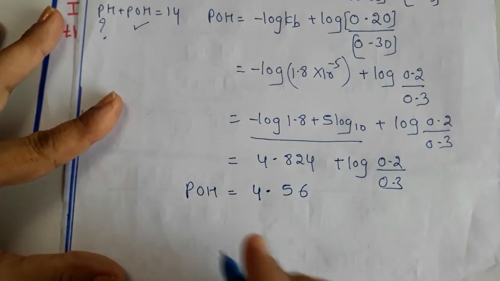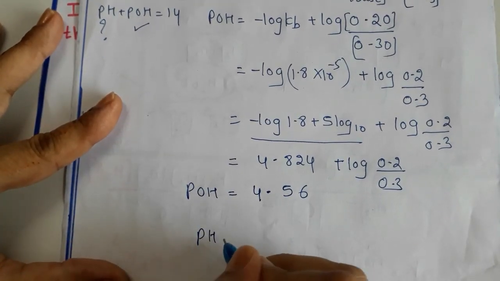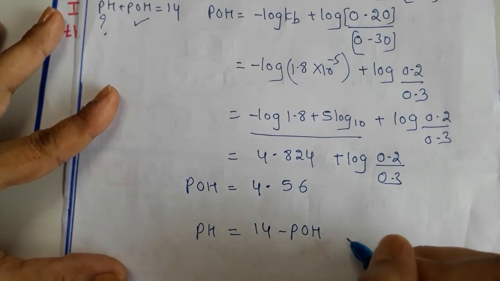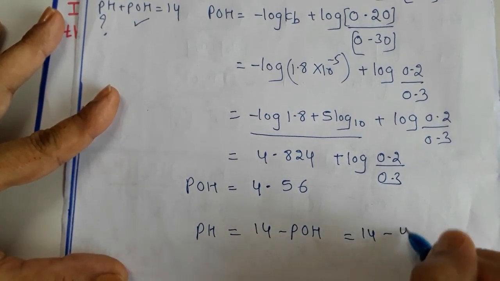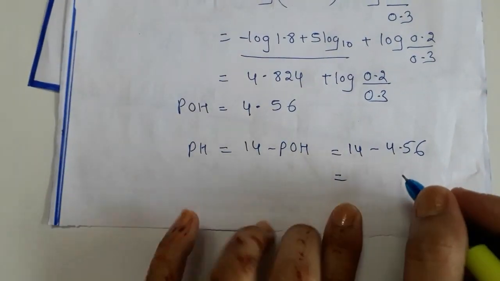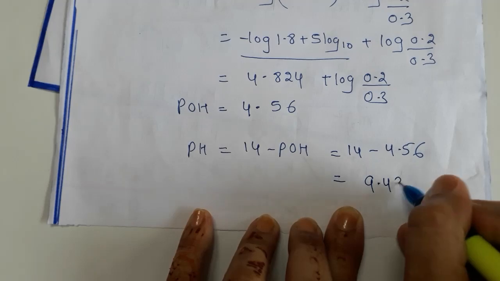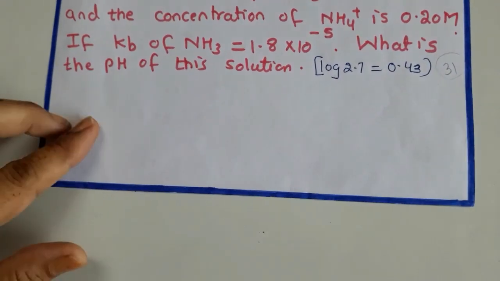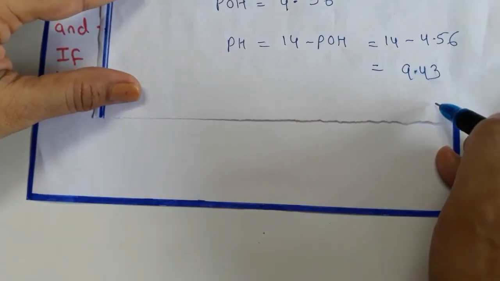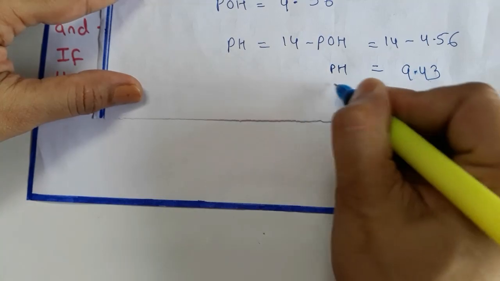So when you solve this, you will be getting pOH is equal to 4.56. Now we are having pH is equal to 14 minus pOH, that is 14 minus 4.56. So we will be getting the answer as 9.43. So the answer for this particular question would be 9.43 is the value of pH.